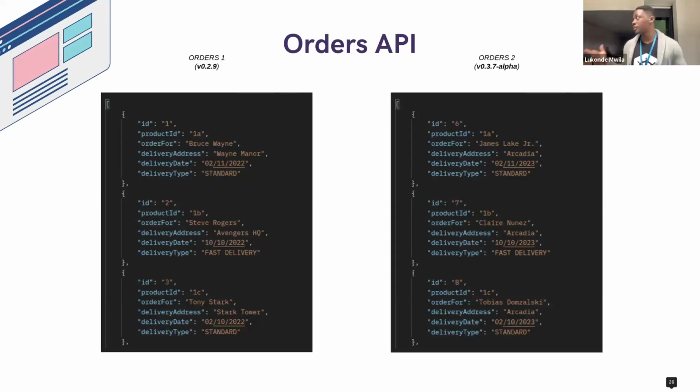Okay, so over here, I've just got the two lists that we're going to be using, or rather the feedback that we get when we send requests to the two different orders versions. Orders 1 is a list of orders for DC and Marvel characters. Orders 2 is a list of characters from Troll Hunters.